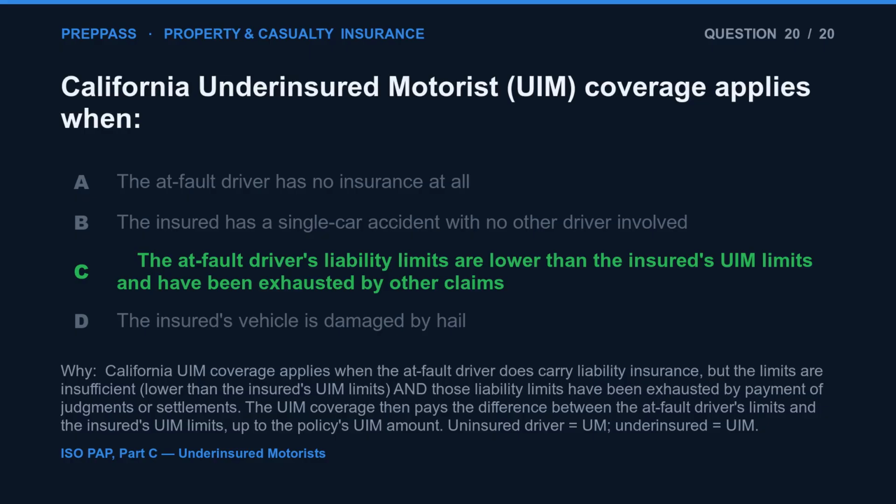The correct answer is C. California UIM coverage applies when the at-fault driver does carry liability insurance, but the limits are insufficient, lower than the insured's UIM limits, and those liability limits have been exhausted by payment of judgments or settlements. The UIM coverage then pays the difference between the at-fault driver's limits and the insured's UIM limits, up to the policy's UIM amount. Uninsured driver equals UM, underinsured equals UIM.